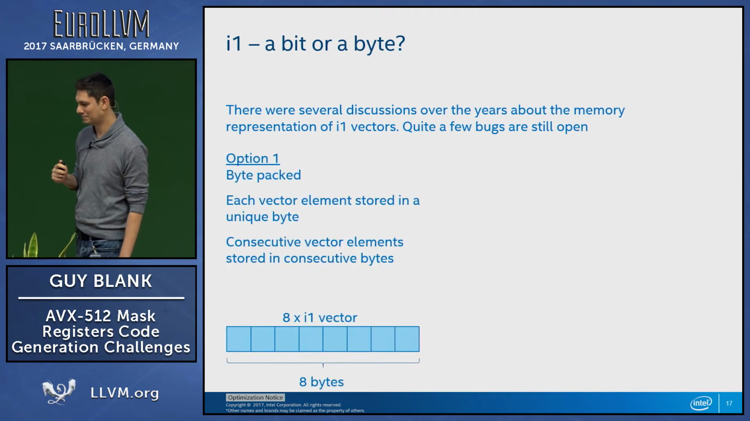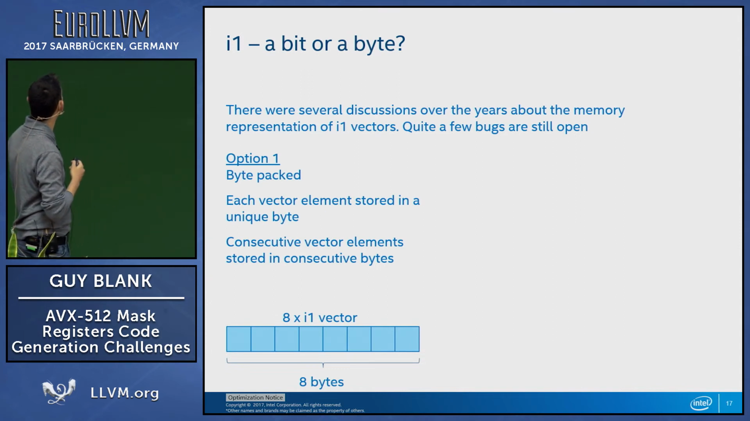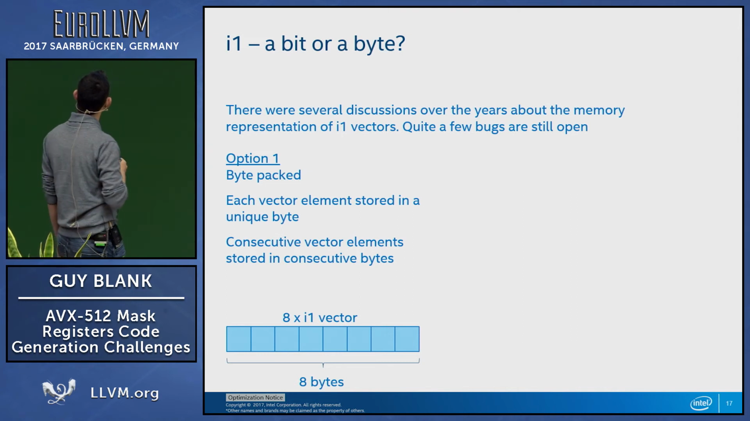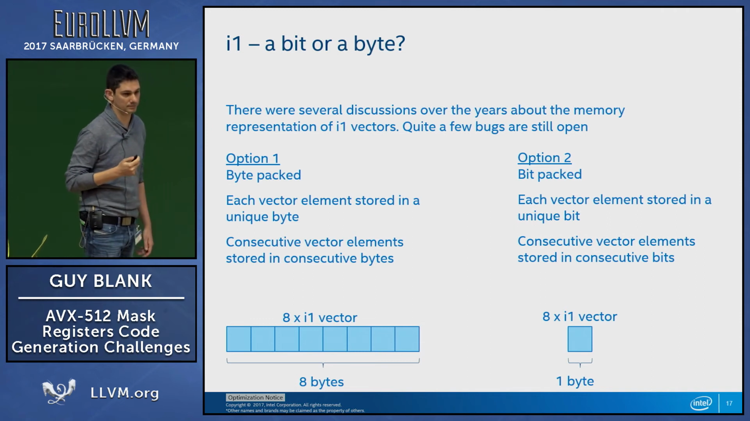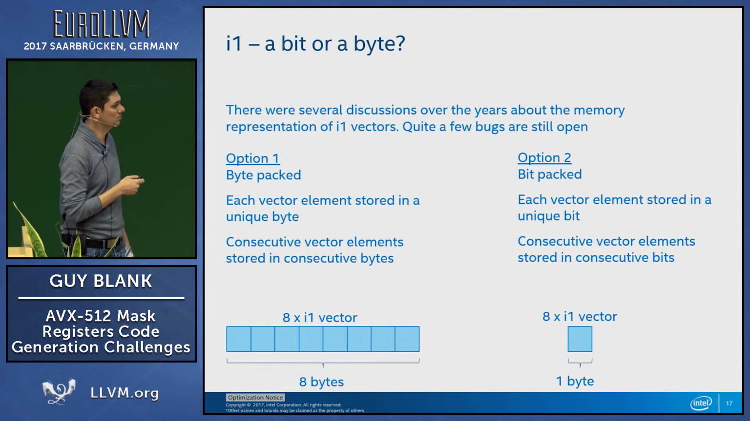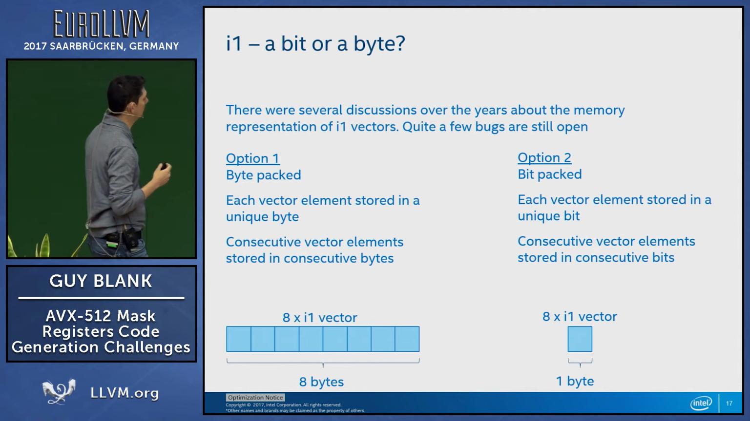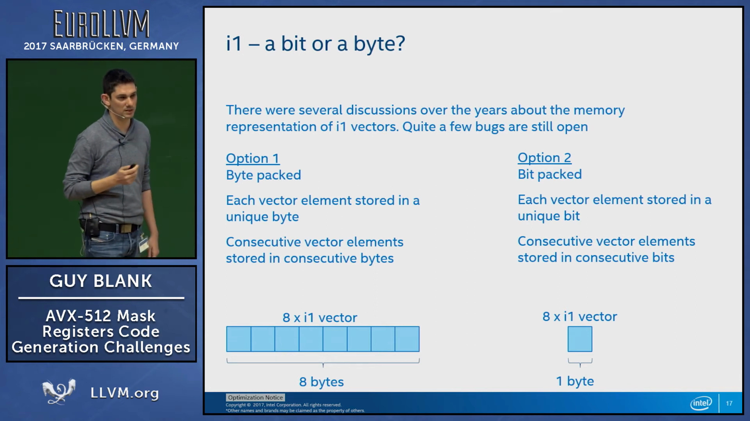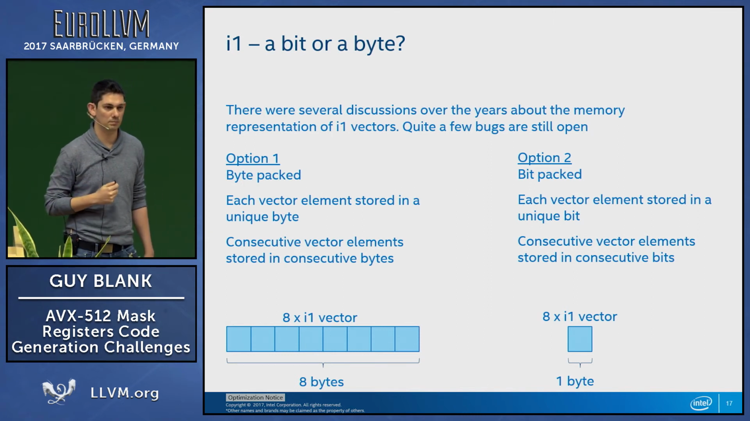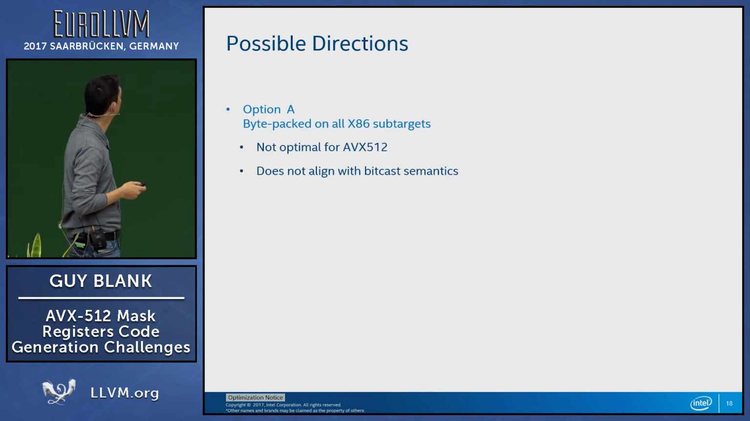And what are the options actually? The first option is, of course, byte packing, so each vector element will be in its own byte. And bit packing, so each element will be in a bit. This, of course, consumes less memory. But as we saw in the previous slide, it is probably not the best option for all architectures. So what are the possible options, at least from the x86 backend point of view?